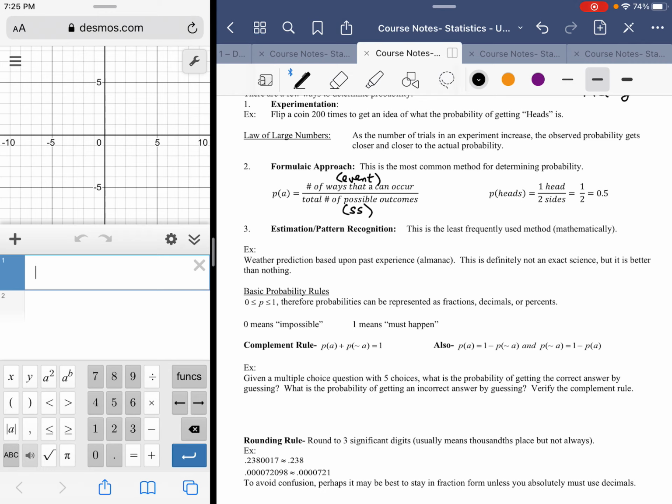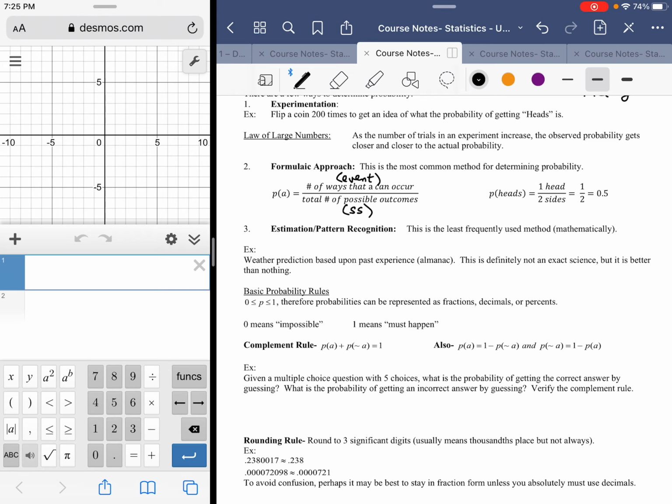All right. 0 is the event is impossible. 1 is the event must happen. Right? It's a very important distinction. It's not that the event didn't happen, it's that it can't happen. So that's what impossible means. It means it cannot happen.